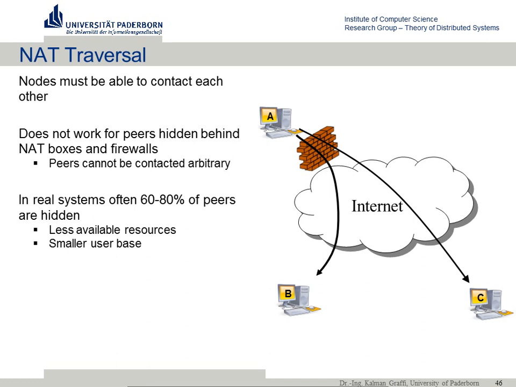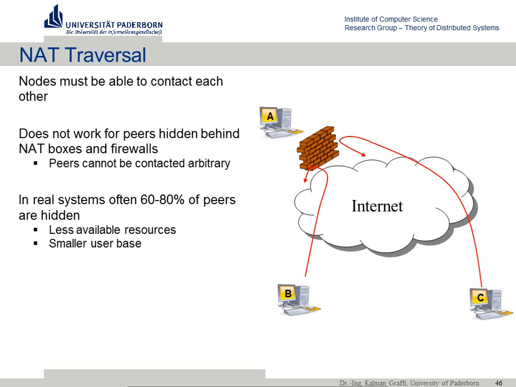And typically 60 to 80% of the peers in the peer-to-peer overlay are hidden, so they are not really contactable. And this is really a big number, so this must be reduced. Pastry does not have a solution for that, so that's why it should also be addressed. From outside you cannot be connected.